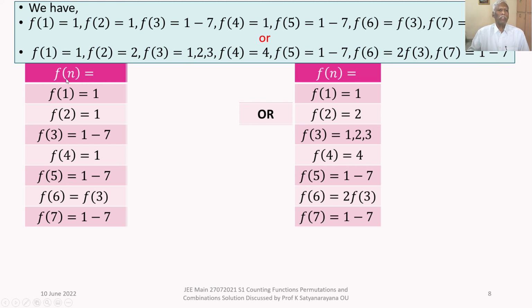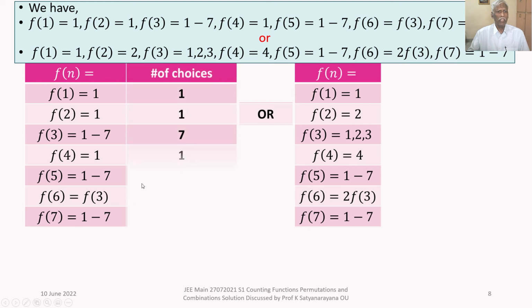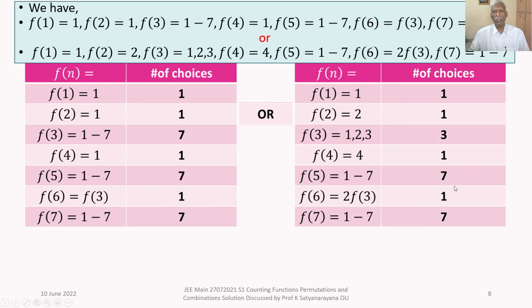So now, how many choices does f of n take? F of 1 takes 1 choice, f of 2 takes 1 choice, f of 3 takes 7 choices, f of 4 1 choice, f of 5 7 choices, f of 6 can take 1 choice, f of 7 can take 7 choices. These are the numbers of choices. And here also, f of 1 can take 1 choice, f of 2 1 choice, f of 3 3 choices, f of 4 1 choice, f of 5 7 choices, f of 6 only 1 choice, f of 7 is 7 choices. So these are the number of choices f of n can take in the second branch.